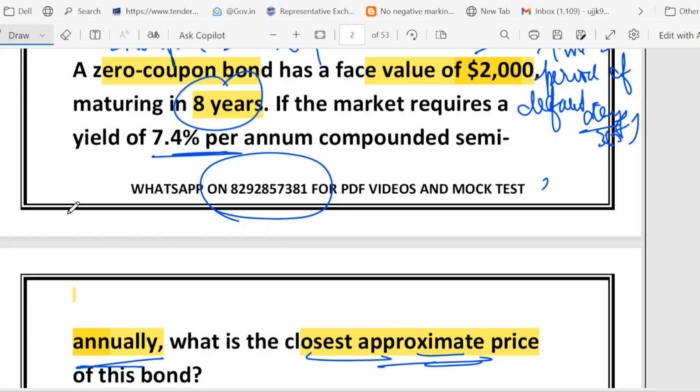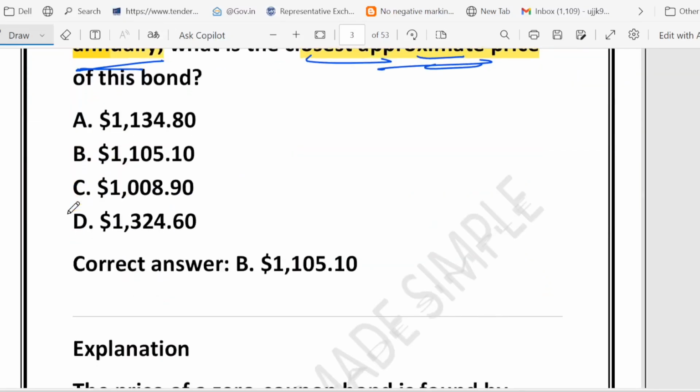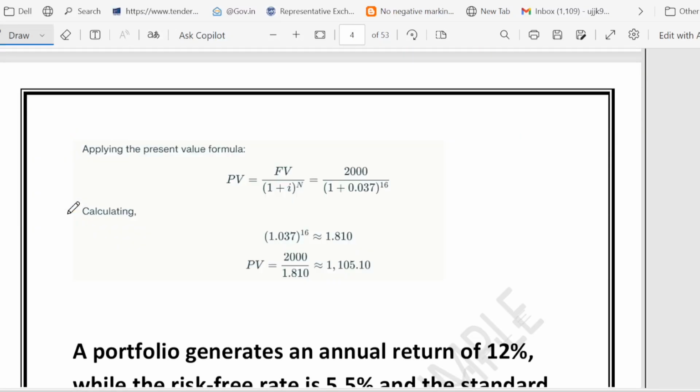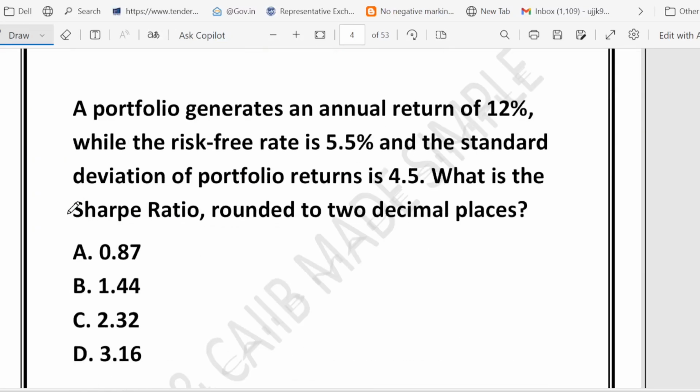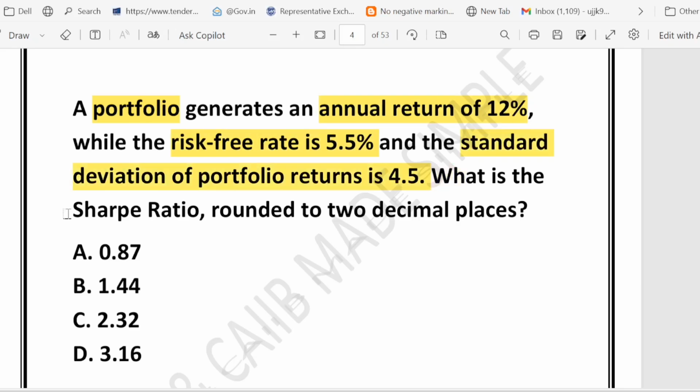Now friends, let's switch our focus to the next question that we have. This is the third question, right? I request you to please try to solve it on your own first and then see the explanation. This will help you to understand the concept. So the question is saying that there is a portfolio, right? And it is generating an annual return of 12%. Risk-free rate they have given is 5.5%. Standard deviation of the portfolio return they have given is 4.5%. You have been asked to calculate the Sharpe ratio.